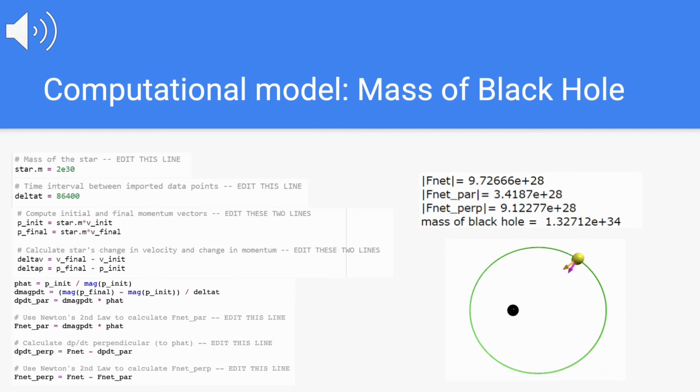Delta v was calculated using v final minus v initial, and delta p, or change in momentum, was calculated using p final minus p initial. I then used some simple vector calculations in algebra to calculate the perpendicular and the parallel components of F net.